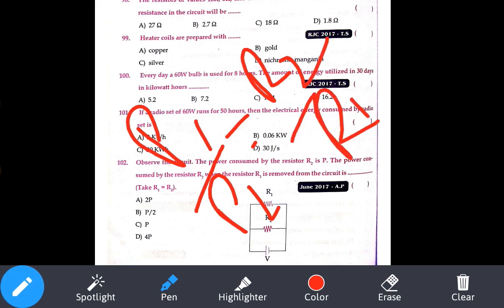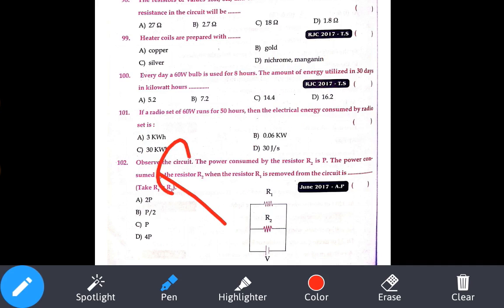But they said R1 and R2 are equal, so it gets cancelled and you get 1. So what will be our answer? It gets cancelled to 1 only, so P1 is equal to P2, nothing but P, option C.